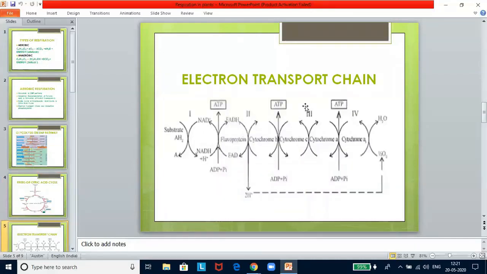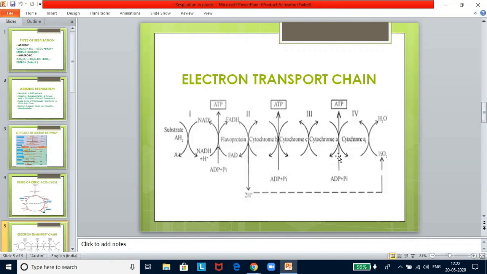Now let us look into the last stage, that is the electron transport chain. The electron transport system is a chain of electron carriers consisting of NAD plus, FAD plus, coenzyme Q and cytochromes. The cytochromes are cytochrome B, cytochrome C, cytochrome A and cytochrome A3. The glucose molecule is completely oxidized by the end of the citric acid cycle, but energy is not released until NADH2 and FADH2 are oxidized through the ETS. The transfer of electrons and protons from NADH2 and FADH2 occurs through a series of components like flavoprotein and cytochromes, and this is called the electron transport chain.